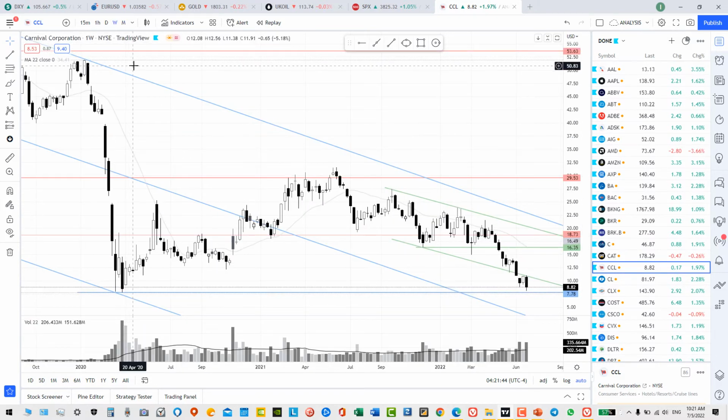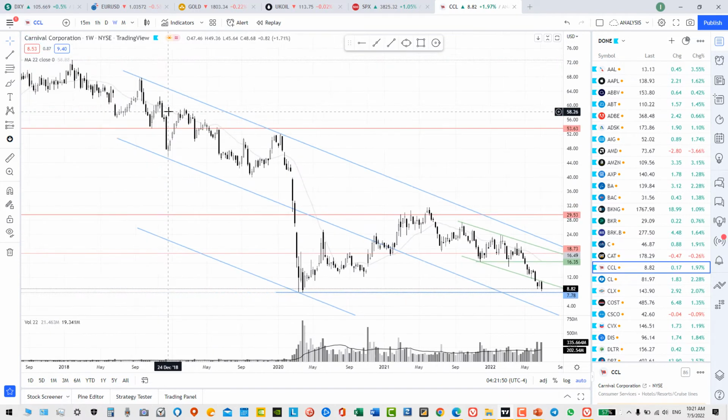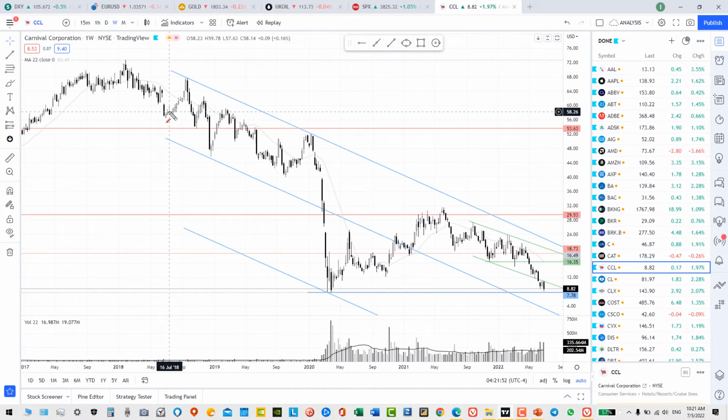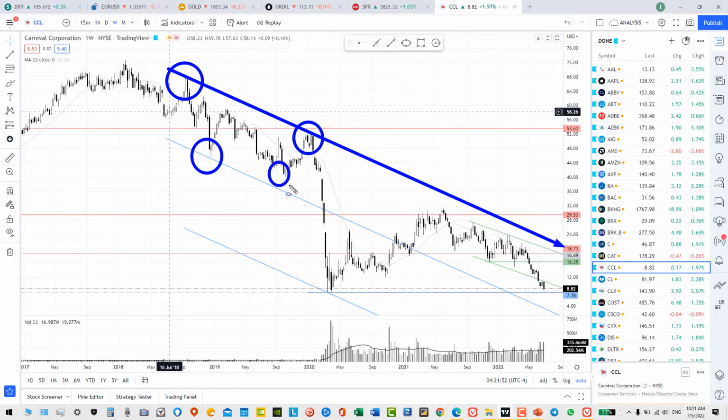Now let's check the picture over the long and medium term from the weekly chart. You can easily notice that the stock is in a clear long-term downtrend consisting of lower highs as well as lower lows. And this helped us to draw the downtrend line and its channel line.